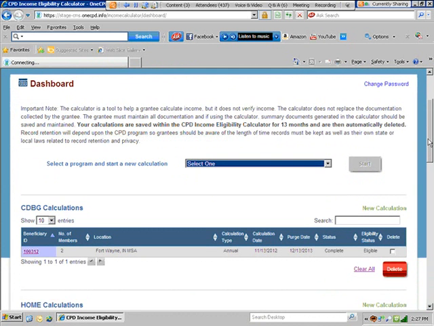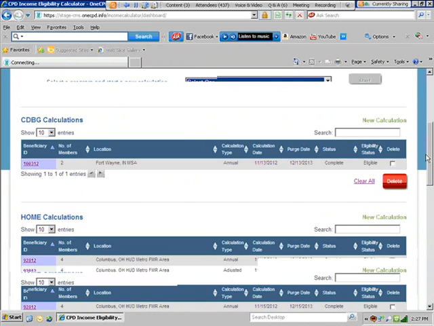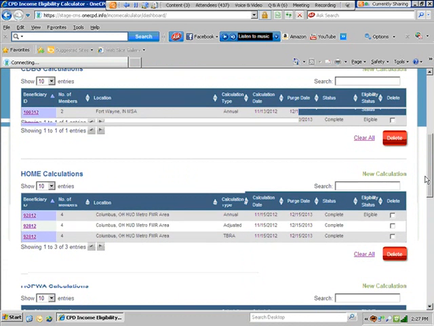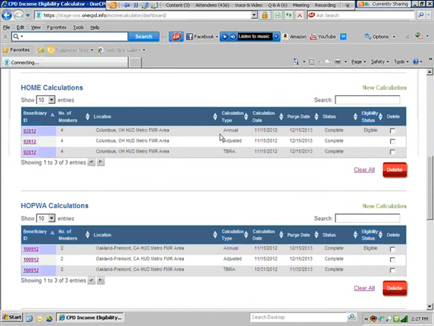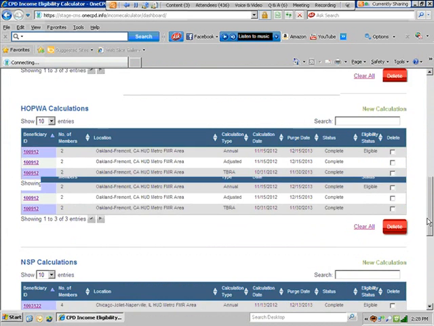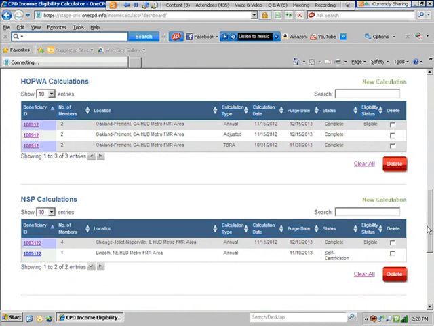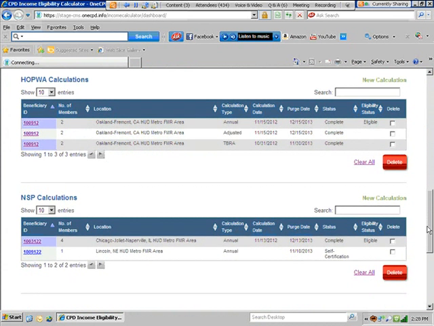So the dashboard is where all of your calculations are kept, okay? Just quickly at a glance here, we've created several case studies. We did a couple on Tuesday. For each of our programs here, if you want to take a look maybe at home, we have an annual calculation that we did, which is gross annual income. Today we'll talk through adjusted, and then we'll go through tenant-based rental assistance as well, okay? And then we'll do the same thing on the HOPWA programs, a sample HOPWA program case study that we also pulled together, okay?